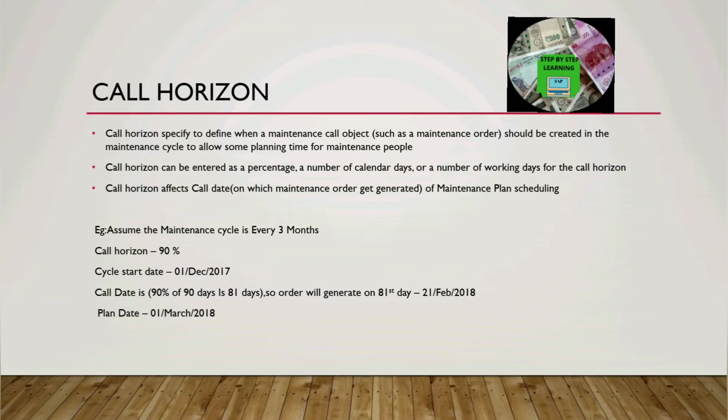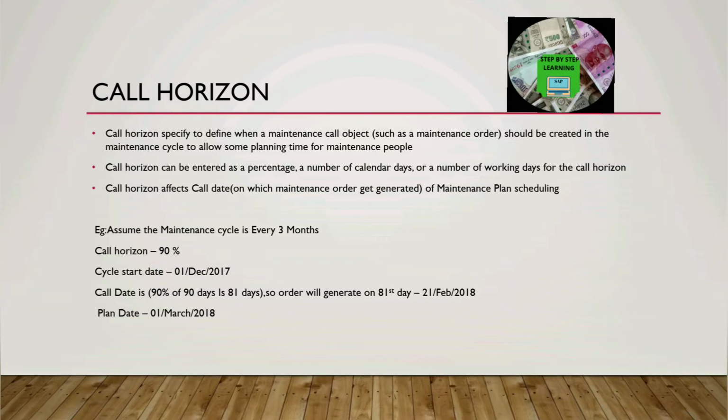And the call horizon, here in the example I put it in percentage. If you put it in days, that is a simple thing. If you want to generate the orders 5 days before, or in this example 9 days before my planned date, you can directly put 9 days. If it is factory calendar days, then it means 9 working days, so it will generate earlier according to the factory calendar.